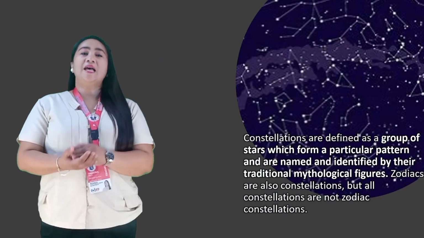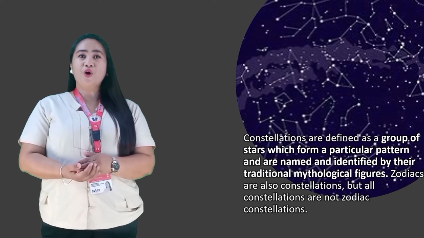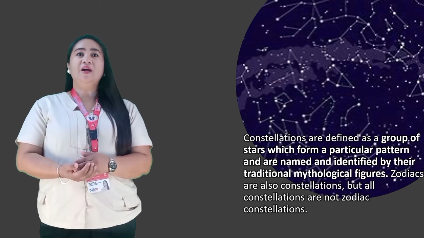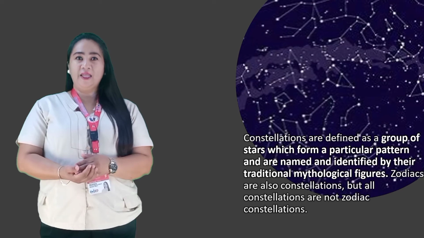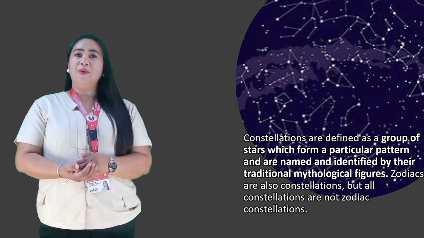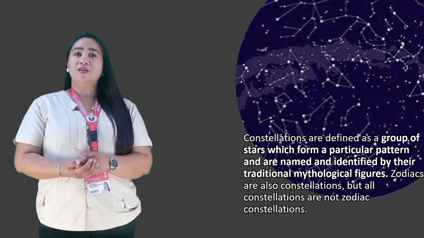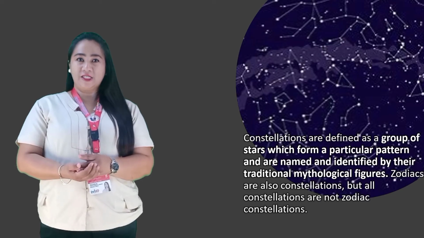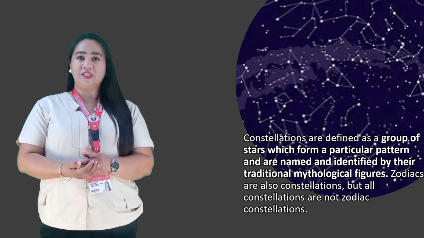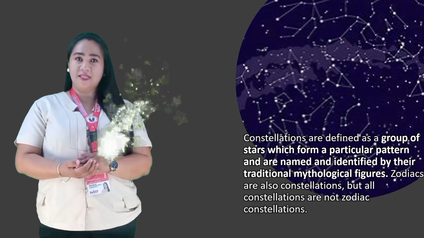Constellations are defined as a group of stars which form a particular pattern and are named and identified by their traditional mythological figures. Zodiacs are also constellations, but not all constellations are zodiac constellations.